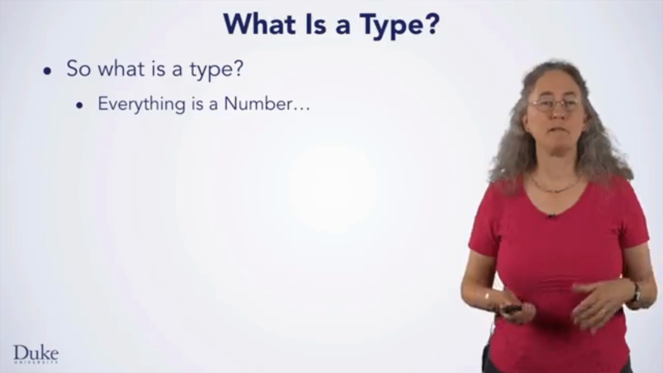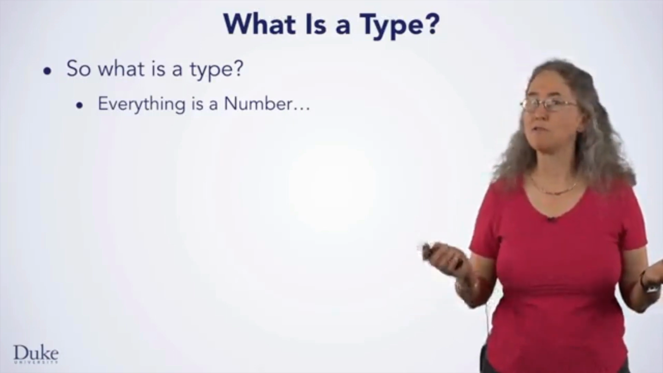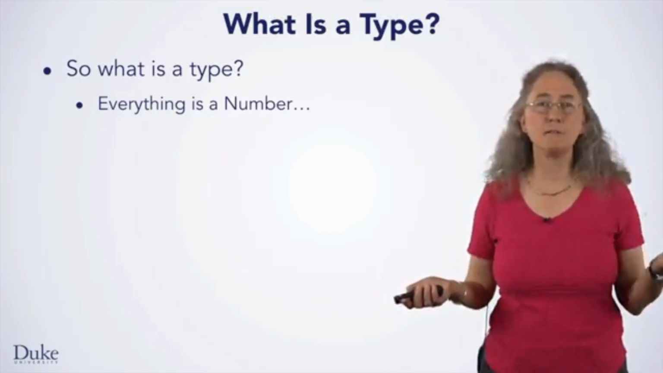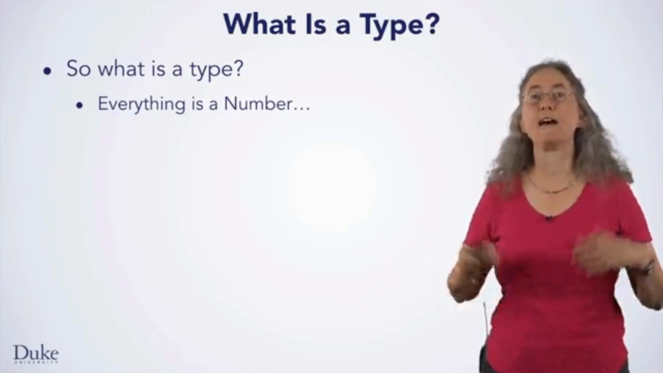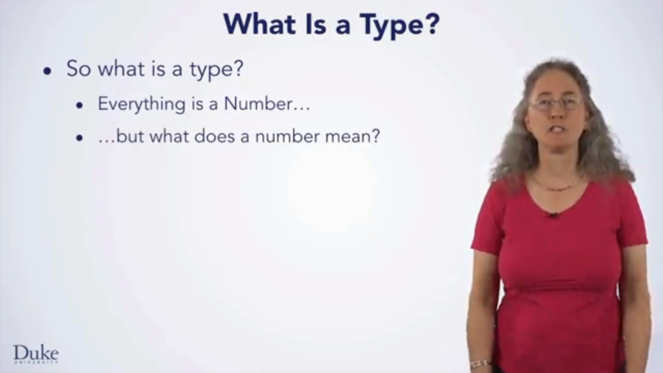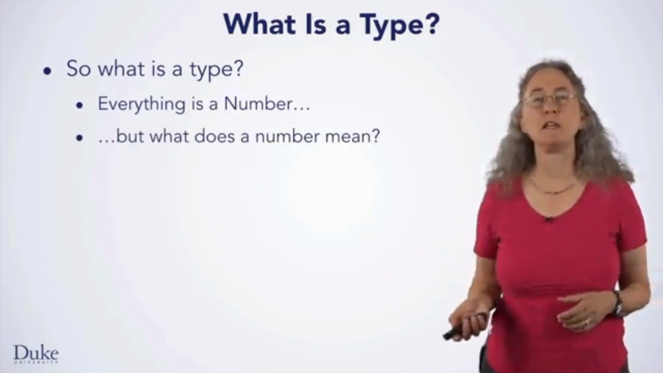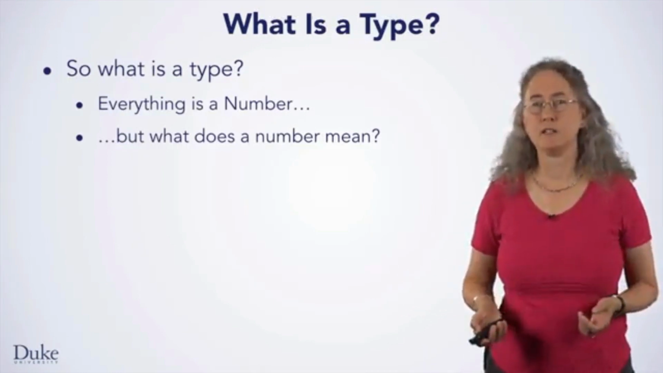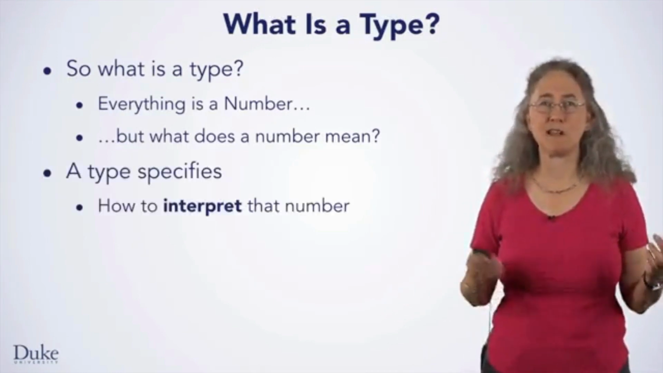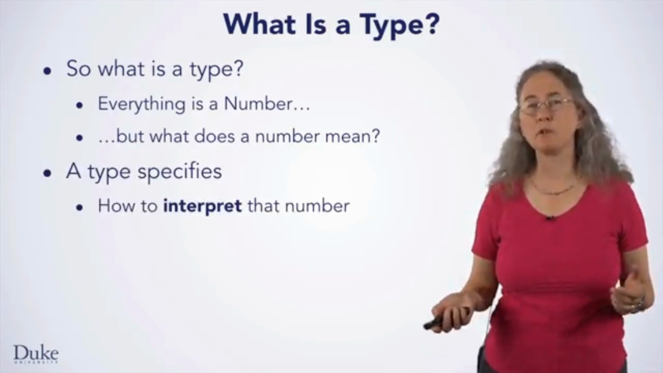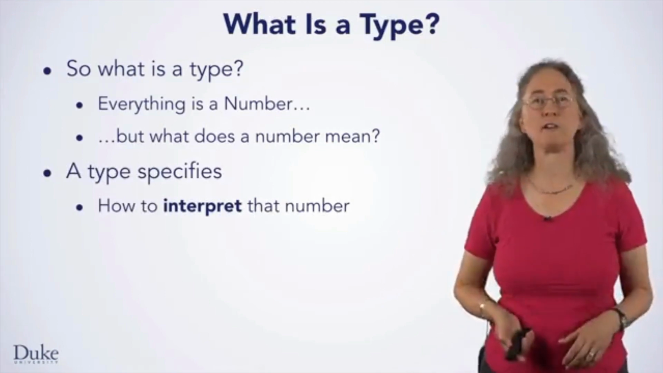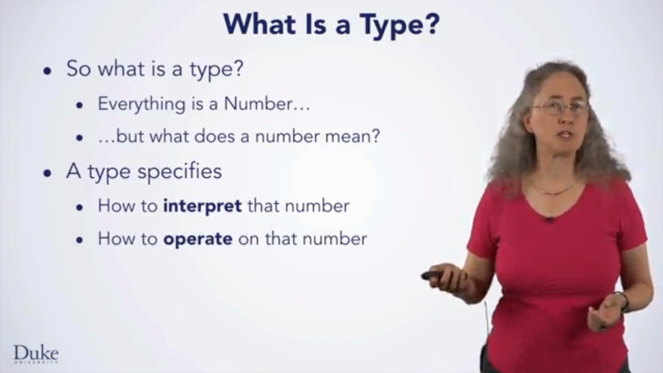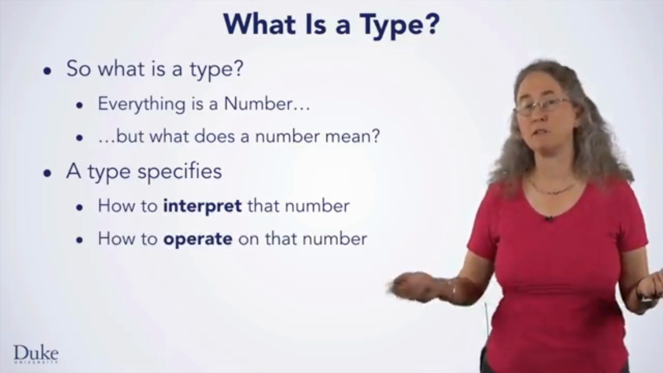Well, remember that everything is a number, but we have lots of different things we want those numbers to represent: letters, images, sounds, and just plain numbers. So the type tells us what those numbers mean, that is, what kind of thing the number represents. This is important because the type specifies not only how the program should interpret the number, that is, what the numeric value means, but also how to operate on it. The same operation may have different behavior on different types.